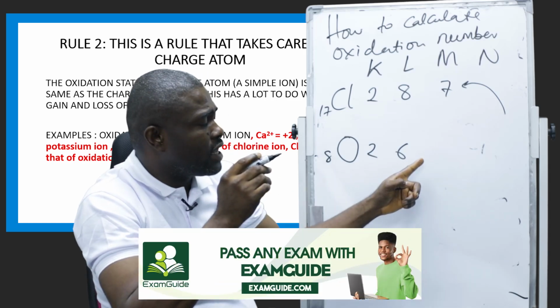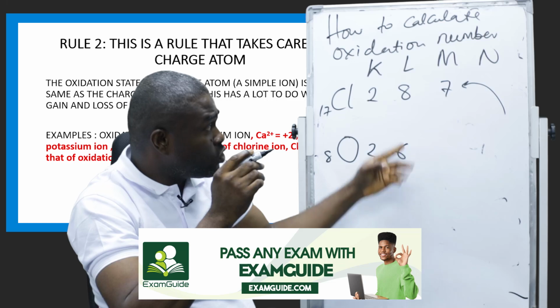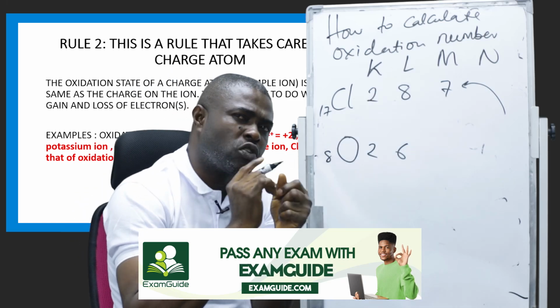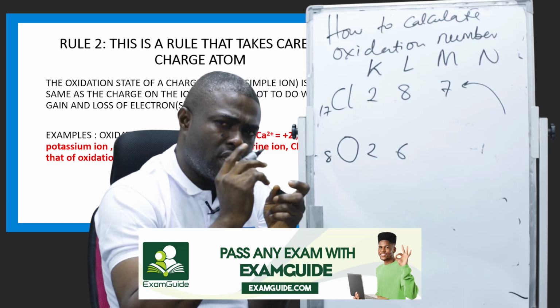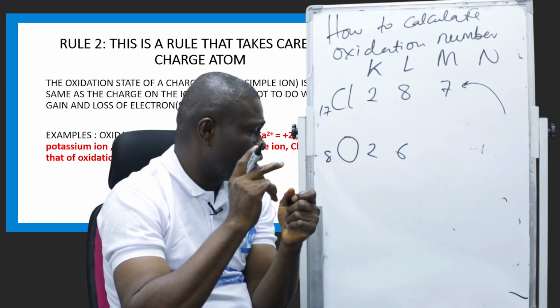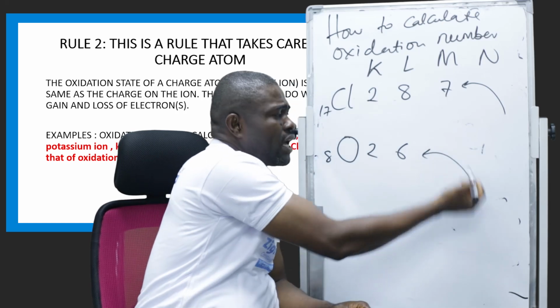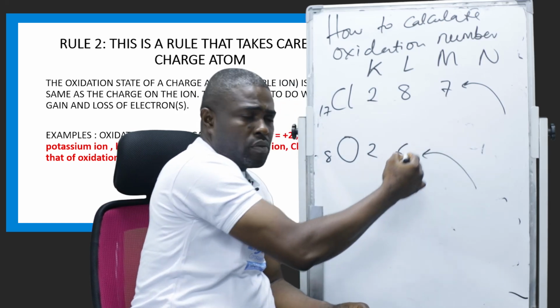So this one is going to gain how many? Check it. We want to make this L shell have 8 electrons. So how many electrons do you think it needs? It needs 2 more electrons. So once it gains these 2 electrons, here becomes 8.